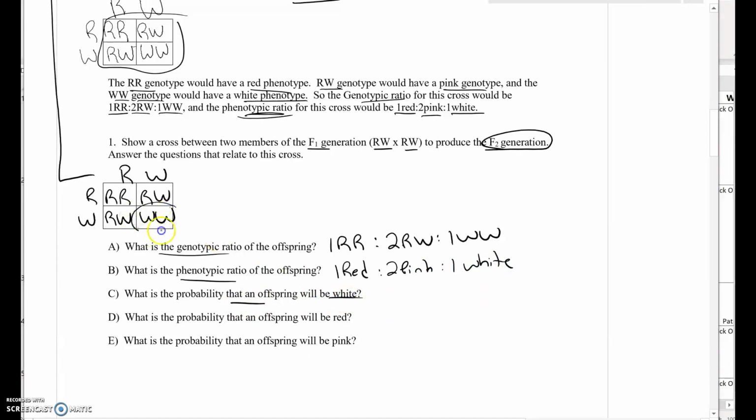Probability of there being a white offspring, we have 1 out of the 4 squares, so that's a 25% probability. Probability being red, I have 1 out of the 4 squares, so that's a 25% probability. And probability of being pink, 2 out of the 4 squares, that's a 50% probability.